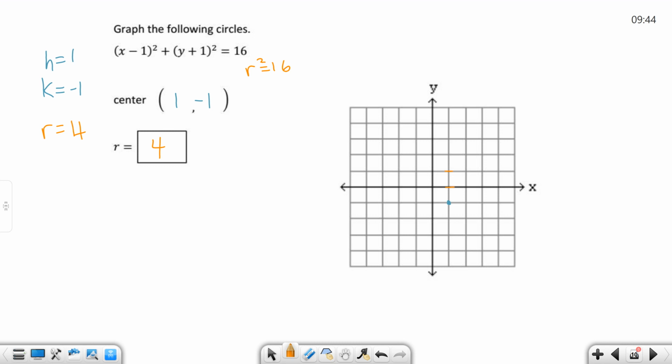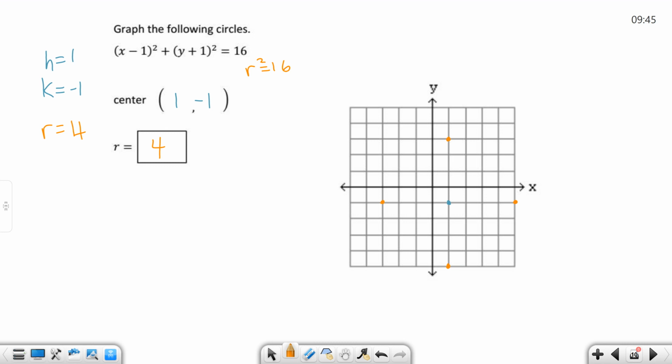We're going to go 1, 2, 3, 4 up. Then we're going to do what? 1, 2, 3, 4 down. We're going to go 1, 2, 3, 4 to the right. So we went down 4, right 4, up 4, and then we're going to go left 1, 2, 3, 4.